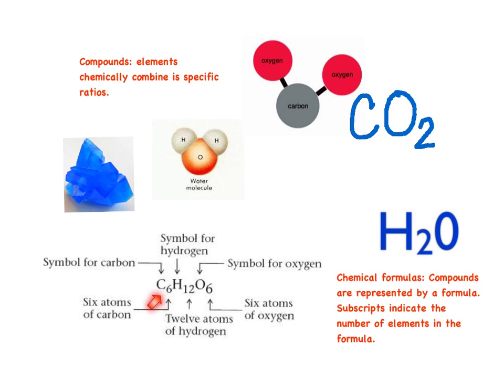For example, carbon has 6. There are 6 carbons in this formula. There are 12 hydrogens in this formula. And there are 6 oxygens in this formula. You can see that the symbols are represented with their corresponding element letter, taken from the periodic table.